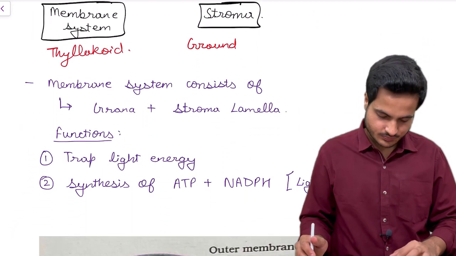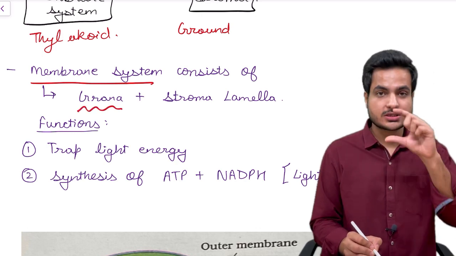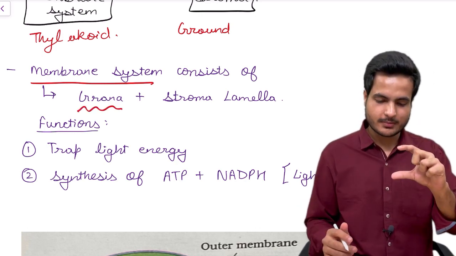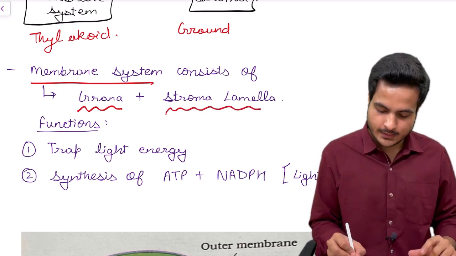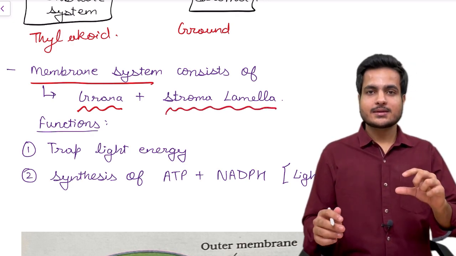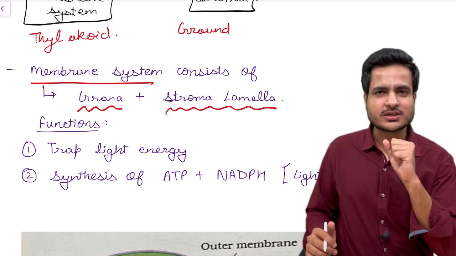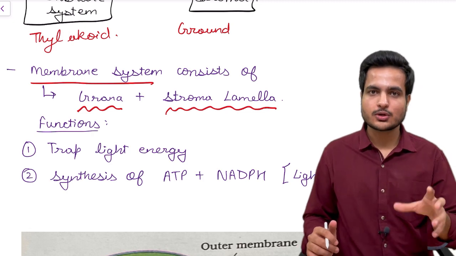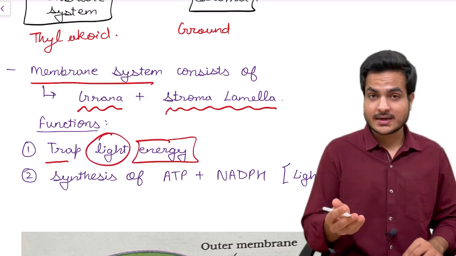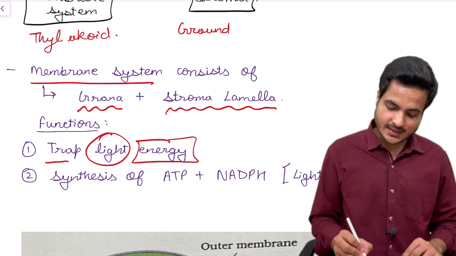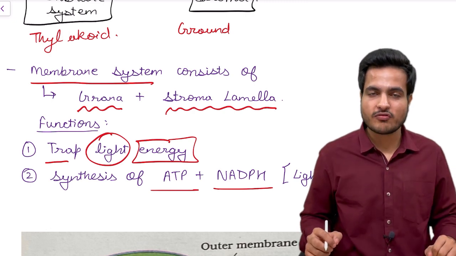Now let us see. This membrane system consists of grana, that is the stack of coins which I explained to you. That means many thylakoids placed one over the other, and stroma lamellae. Stroma lamella is that thylakoid which is connecting two grana. Now what is the function of this membrane system in total? It is used to trap light energy, that is the sunlight energy, and it synthesizes ATP and NADPH, which are the energy currencies of the plant.